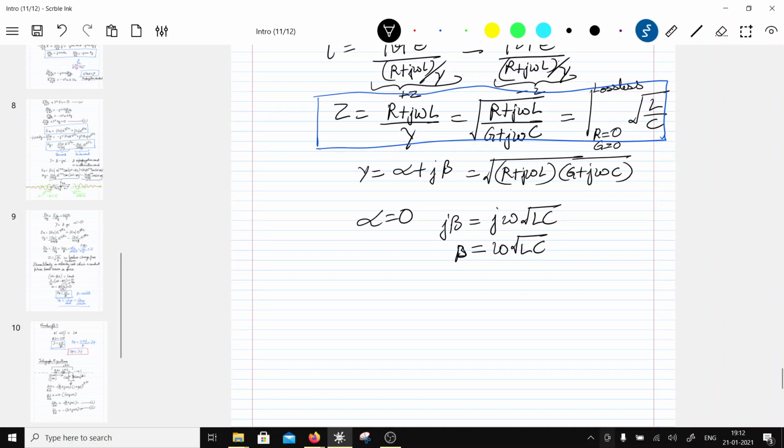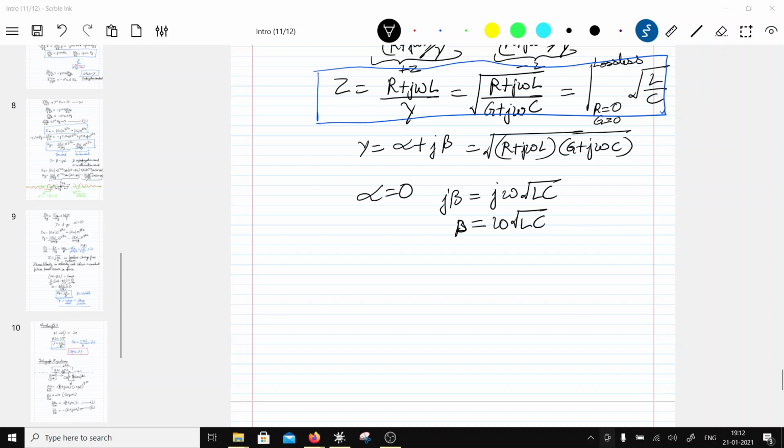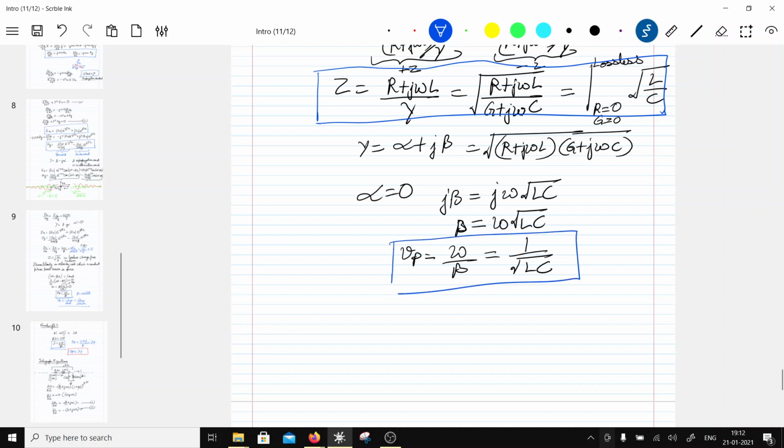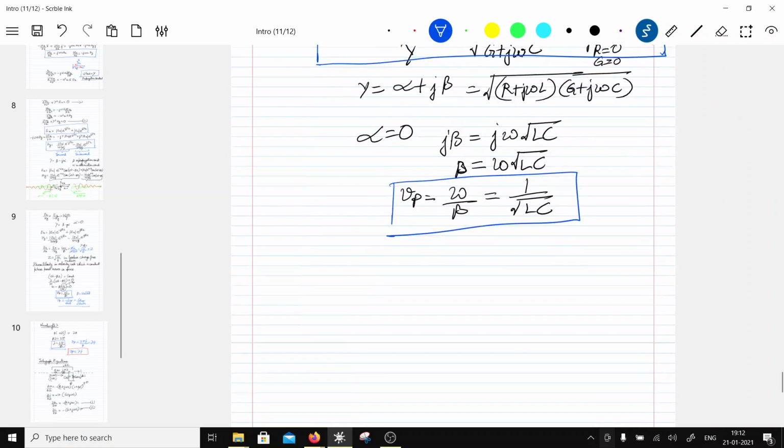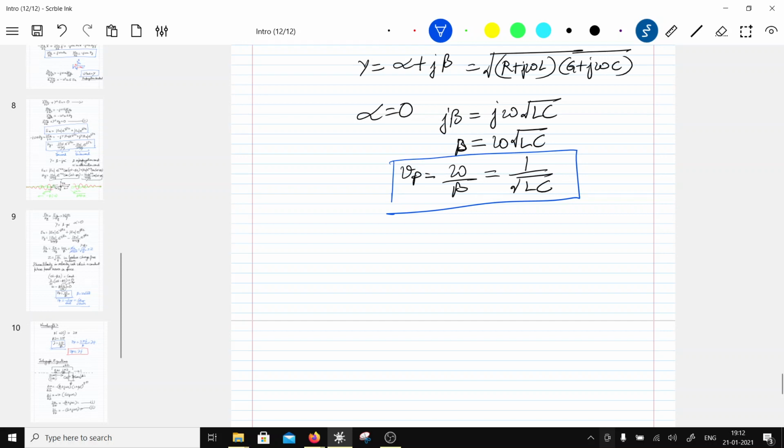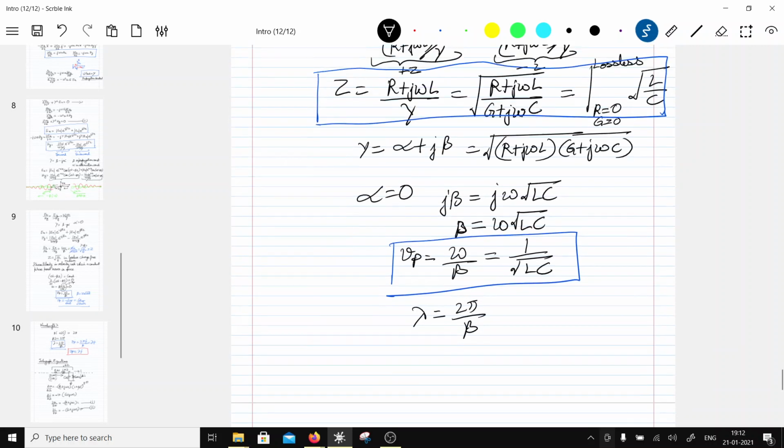And you can define the same way Vp, the phase velocity, will be equal to omega by beta. So in this case this will be equal to 1 over root of LC. So really the velocity of propagation along a line will depend on L and C here, right? Another thing is lambda, right? So lambda would be equal to 2 pi by beta, right? 2 pi by beta. The same equations will apply also here.